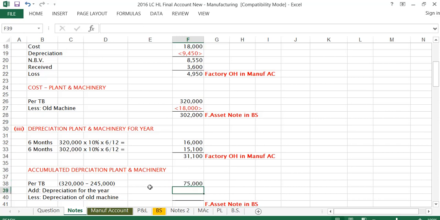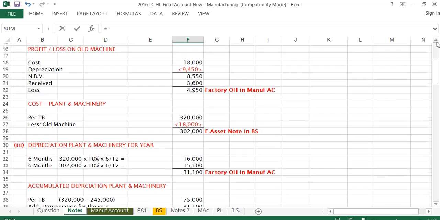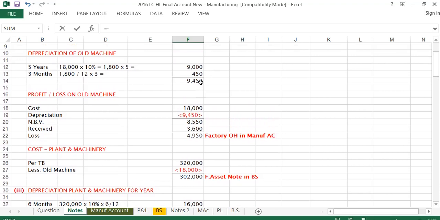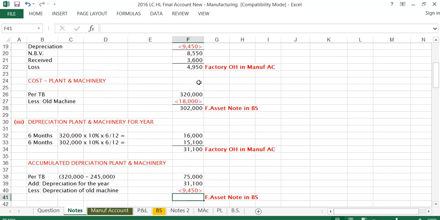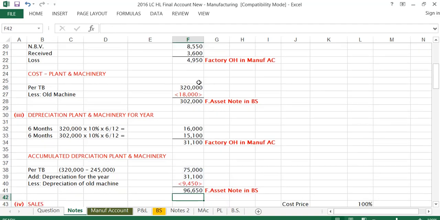Then we need to add the depreciation for the year, which we will get from above here. The depreciation for the year is 31,100. And we're going to take away the depreciation of the old machine because we do not have that anymore. So less depreciation of old machine of 9,450 leaves me with accumulated depreciation of plant and machinery of 96,650.